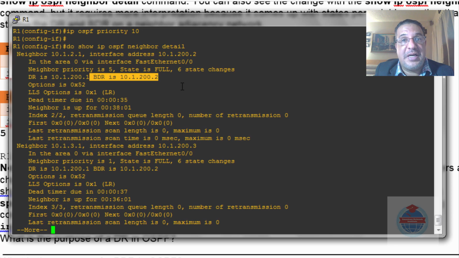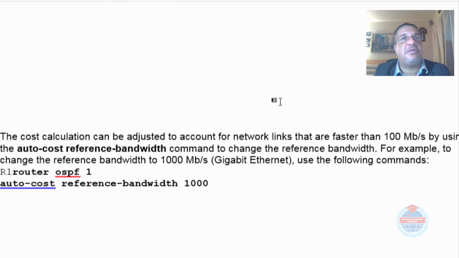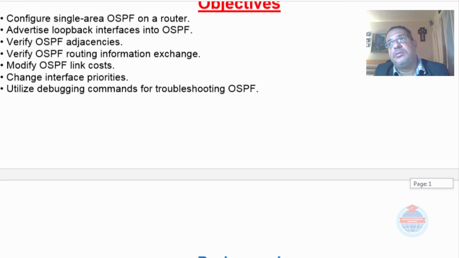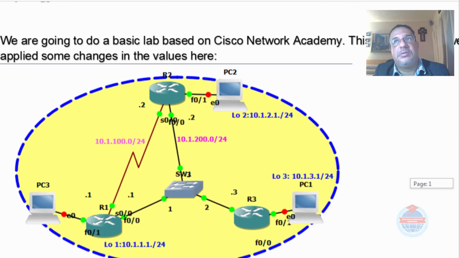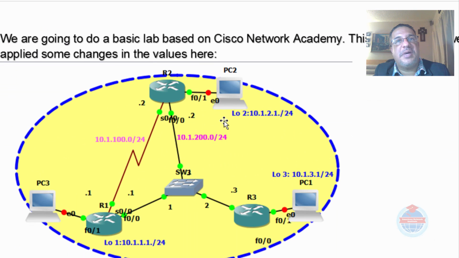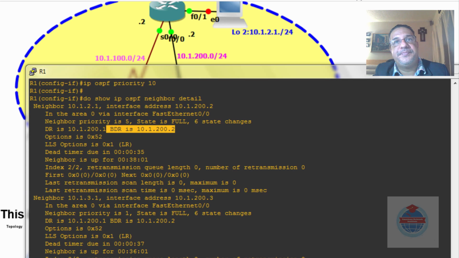You got it, guys? Remember, do you want to check the values again one more time? Certainly you do, because I don't want you to have any kind of confusion. These are the values that we were talking about. Over here, 10.1.200.2 became the Bdr. What is that located? 10.1.200.2 over here, guys.